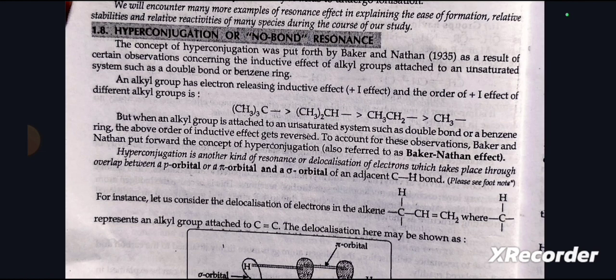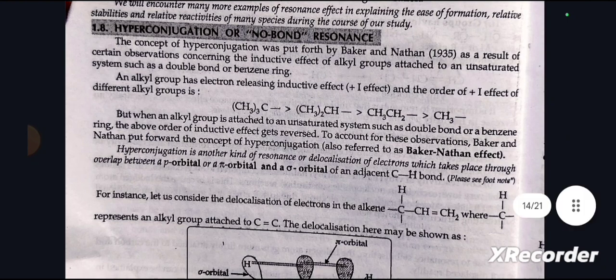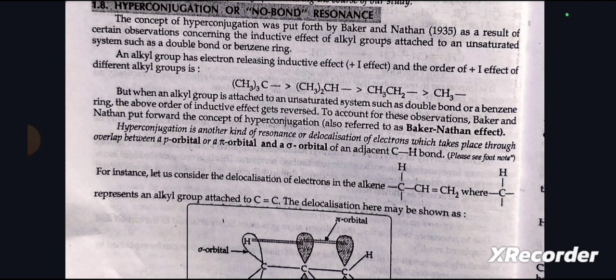As alkyl groups have an electron-releasing inductive effect, the +I effect, the order of +I effect of different alkyl groups is (CH3)3C > (CH3)2CH > CH3CH2 > CH3. But when an alkyl group is attached to an unsaturated system such as a double bond or a benzene ring, the above order of inductive effects gets reversed.